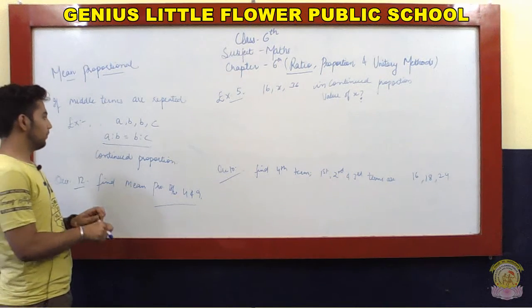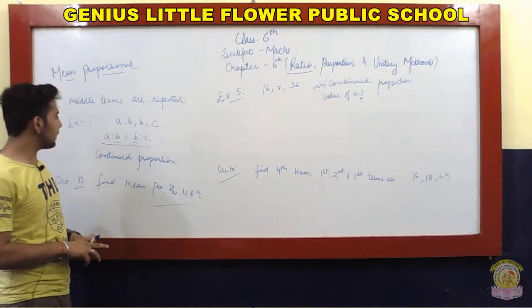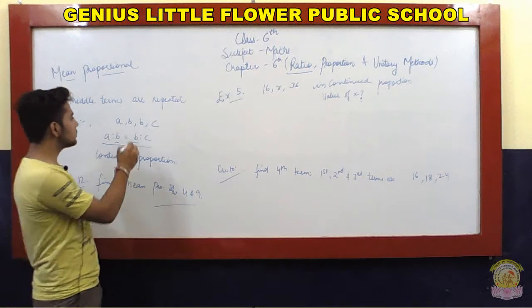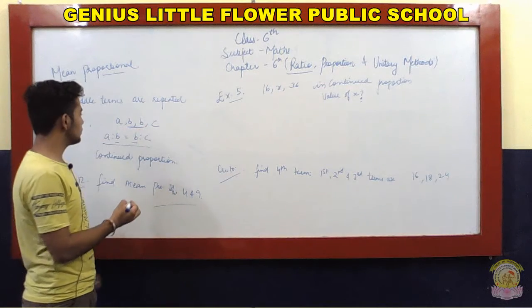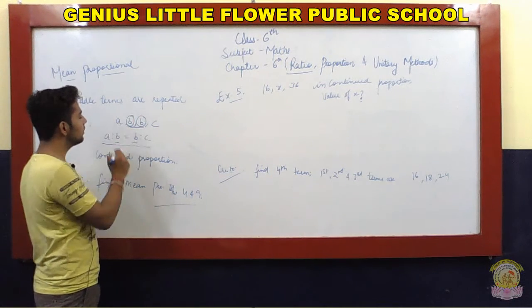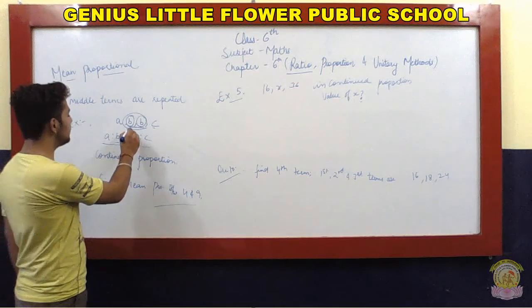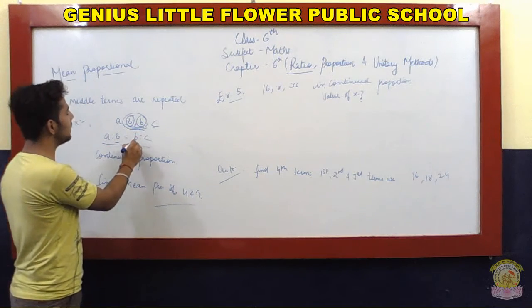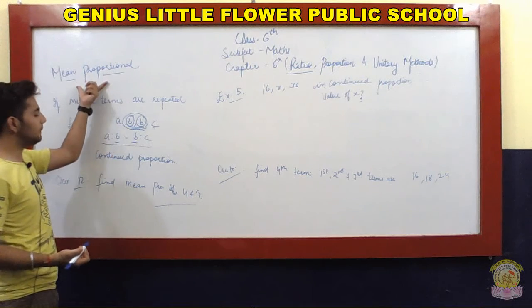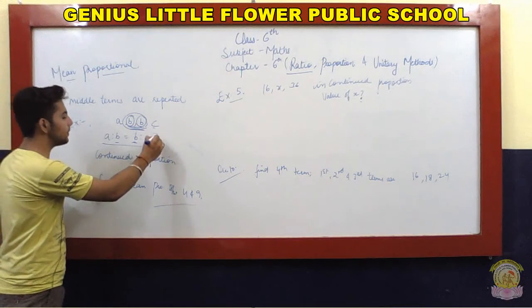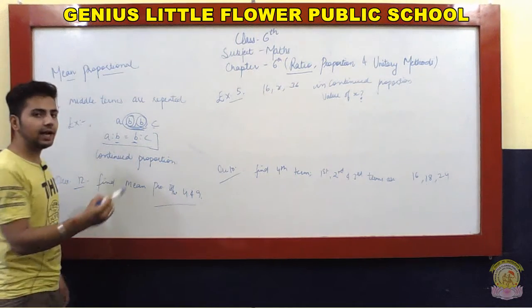The proportion in which the middle term is repeated is called a mean proportional. Here B is the middle term in both ratios: A and B, and B and C. B is repeated, with the same value appearing twice as a middle term. Here B is the mean proportional, and this proportion is called a continued proportion, because B is continued in the next ratio also.